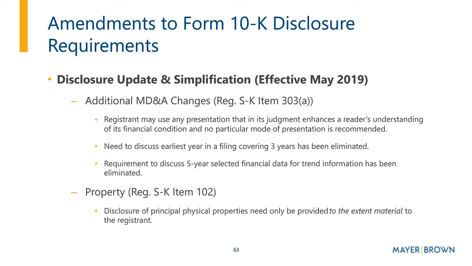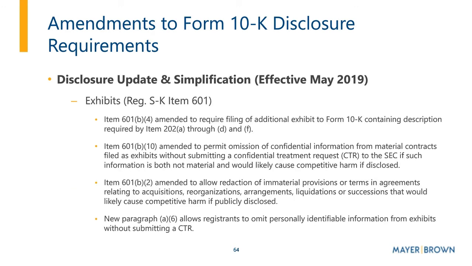In addition, the SEC made changes to the property section, Reg S-K Item 102, in order to emphasize that the disclosure of principal physical properties need only be provided to the extent material to the registrant. The SEC has also made several amendments to Item 601, which is the exhibit section.